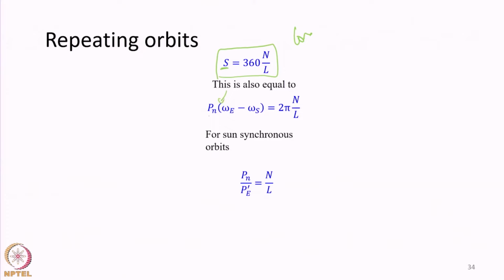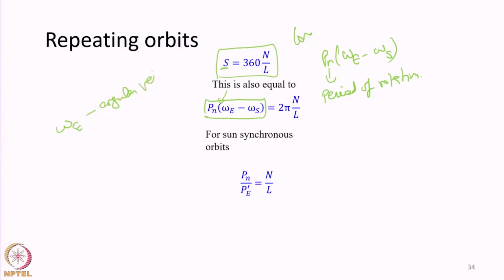This is also equal to Pn into omega e minus omega s, where Pn is the period of rotation of the satellite, omega e is the angular velocity of earth and omega s is the angular velocity of the orbital plane. That is, when the satellite is completing one orbit, earth is moving, and that is why the ground track or the nadir trace of the satellite comes to a new point, that we know.